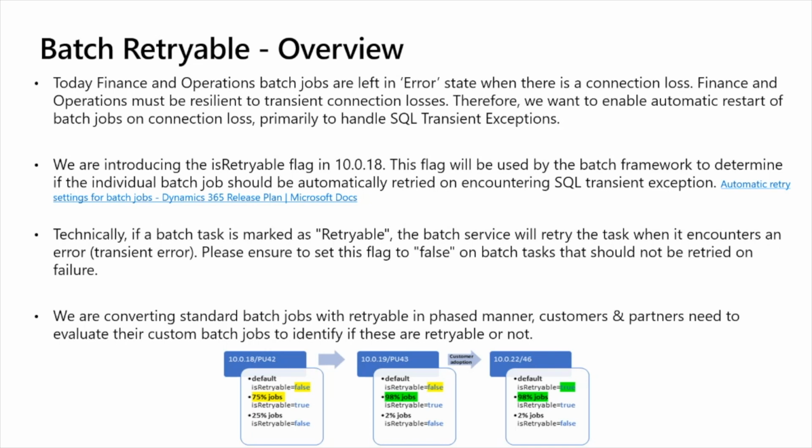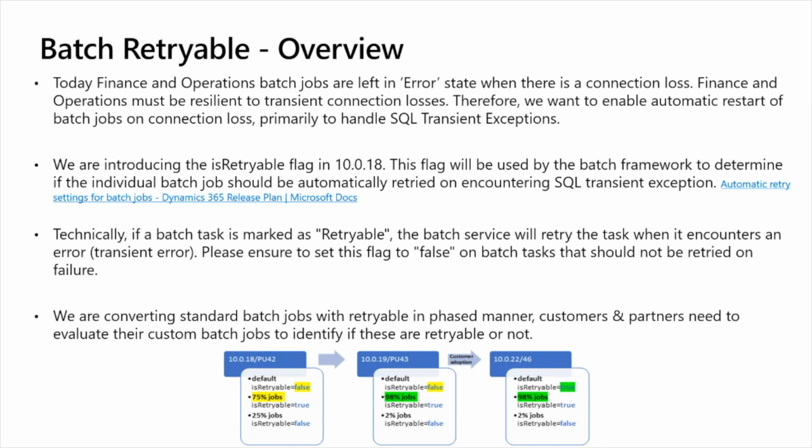By default, all the batch jobs that you are creating, or that we have shipped, are set to false unless I implement it in my batch job, so it won't be retried if any transient failure happens. So what is Microsoft doing to convert the standard D365 Finance and Operations batch jobs? We have done that in a phased manner. You see here, in 10.0.18 with 42 PU, we converted 75% of the standard batch jobs to start using this retry framework. So 25% was left in 10.0.18.